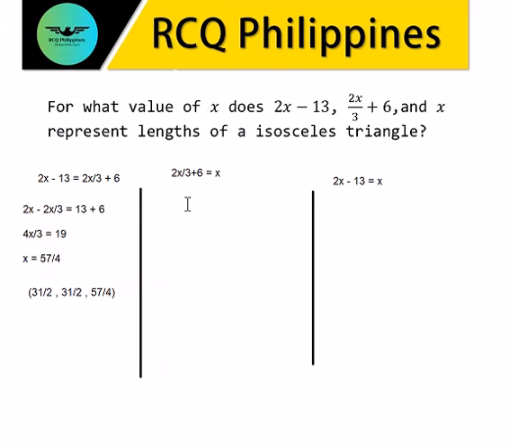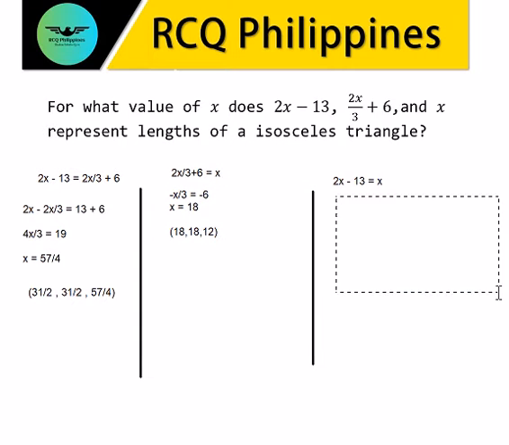Now let's go to the next one. x goes to the left, number 6 goes to the right. So you get negative 1 x over 3 equal to negative 6. So you get x equal to 18, and the values in here are 18, 18 and 12.